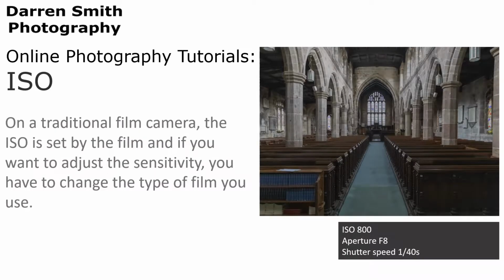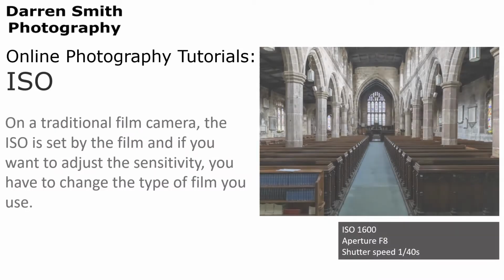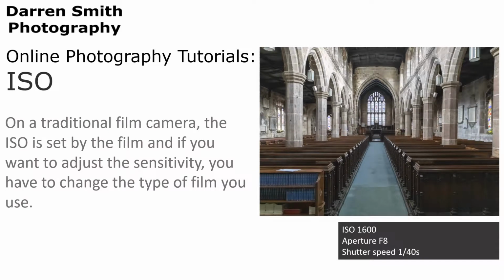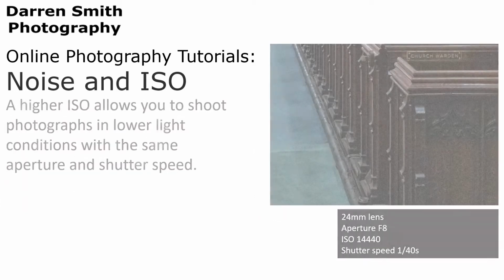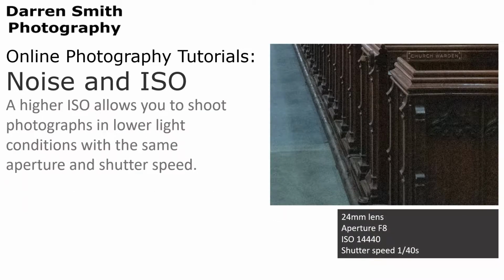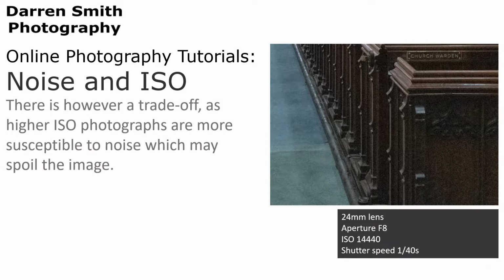On a traditional film camera, the ISO is set by the film, and if you want to adjust the sensitivity, you have to change the type of film you use. A higher ISO allows you to shoot photographs in lower light conditions with the same aperture and shutter speed. There is, however, a trade-off, as higher ISO photographs are more susceptible to noise, which may spoil the image.